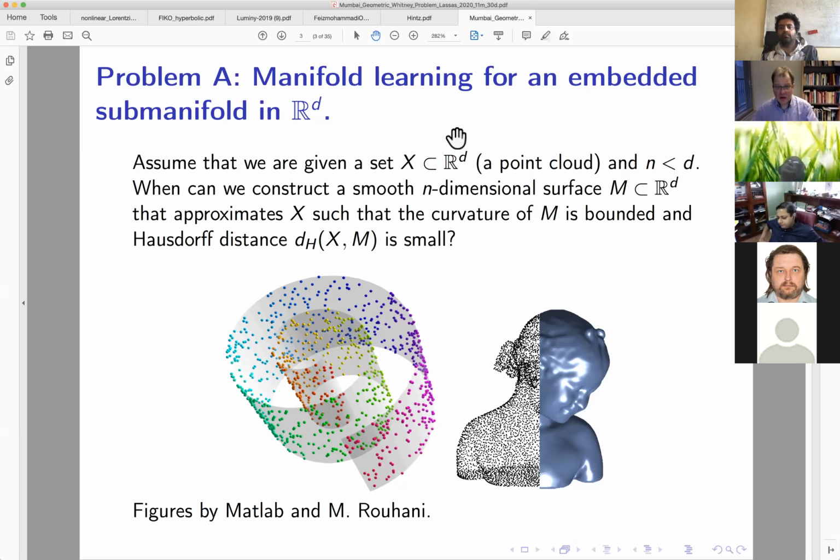The dimension of the ambient space is D, so that's very large. And there may be some small dimensional submanifold of dimension n. Our aim is to construct a smooth surface of dimension n that approximates these data points, so that the curvature of the surface is bounded, and the Hausdorff distance, which I define soon, measures the distance of the data points and the smooth surface.